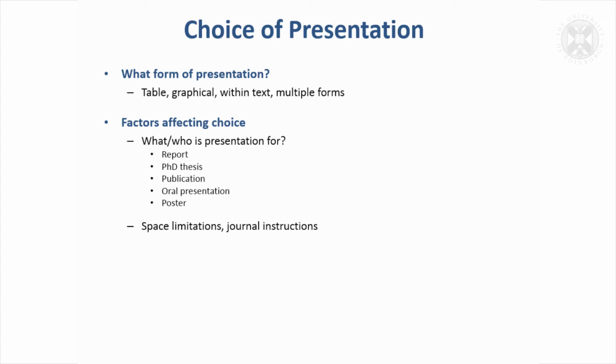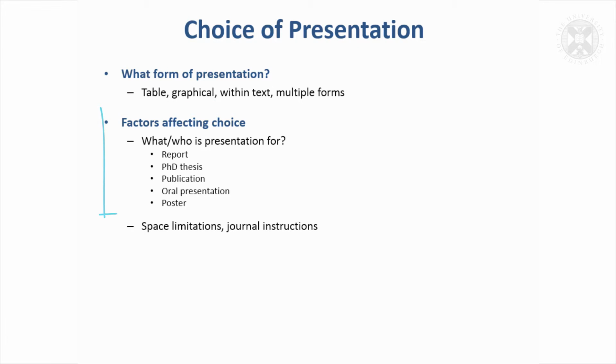So a few comments about choice of presentation. You've seen you can do it in graphs, you can do it in tables, you can even express the data in a text, say, you know, the mean and standard error was this, when you're describing your results. Or you can actually include multiple forms. It might be appropriate to have both a table and a graph and to discuss the results in the text.